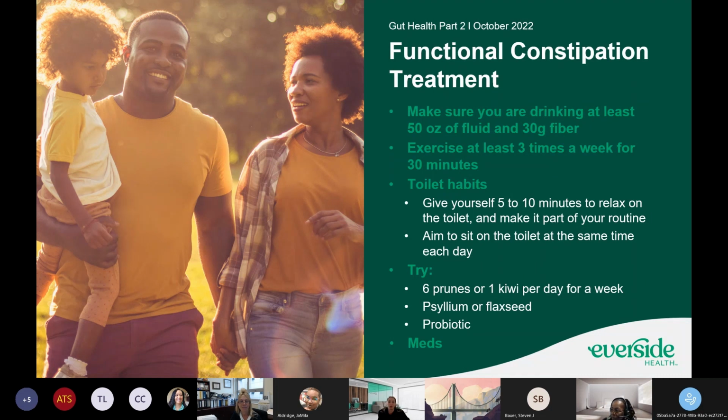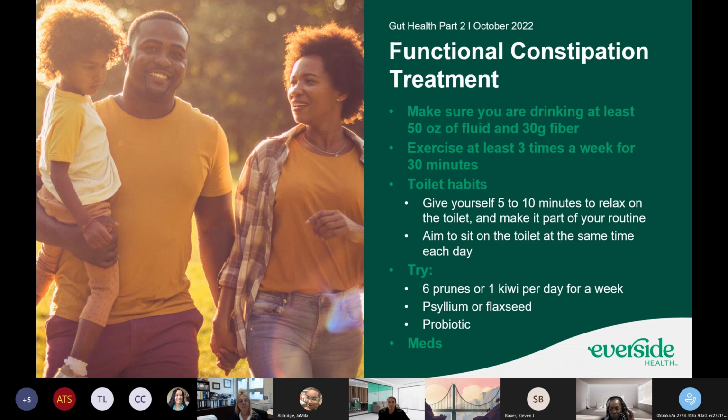Functional constipation treatment, making sure you're drinking at least 50 ounces of fluid a day, at least. That'd be probably on the very low end. And 30 grams of fiber is recommended for everyone. Exercising at least 3 times per week, trying to have good toileting habits, allowing yourself time, trying to go at the same time every single day, and giving yourself 5 to 10 minutes just to relax. It'll help those muscles relax so that you're having an easier time going.